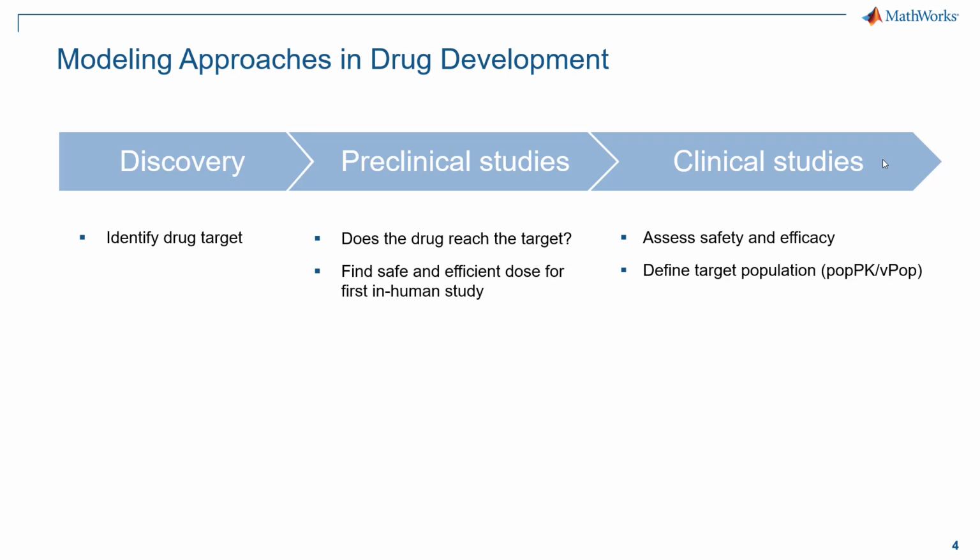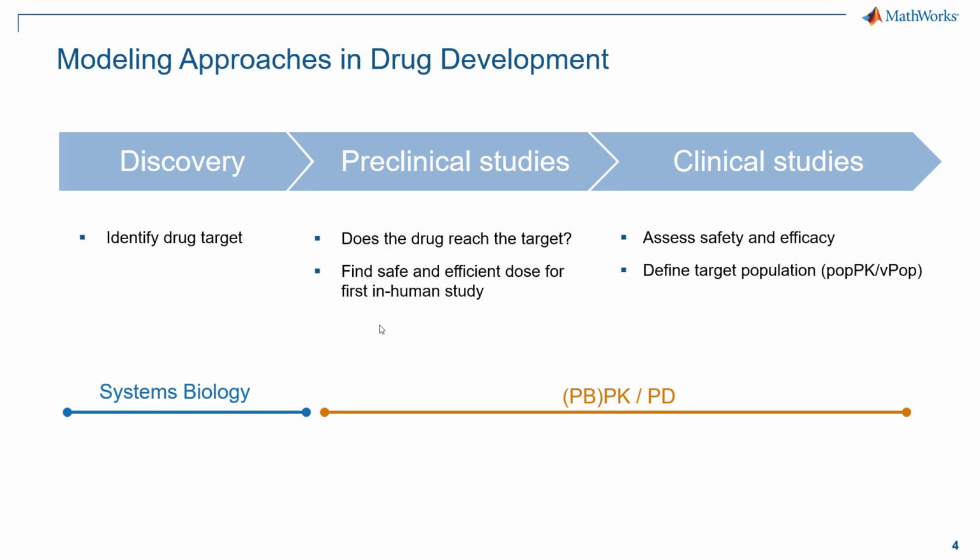And across these different milestones, different types of models are used. So early on, you may use a mechanistic systems biology type model to identify drug targets. And then once you move into preclinical and clinical studies, you use pharmacokinetic, pharmacodynamic models, and/or physiologically based pharmacokinetic models. And then lastly, there is quantitative systems pharmacology that bridges the gap all the way from discovery to earlier clinical studies. And the idea with quantitative systems pharmacology is that they are mechanistic models that include therapies as well as the pathophysiology.